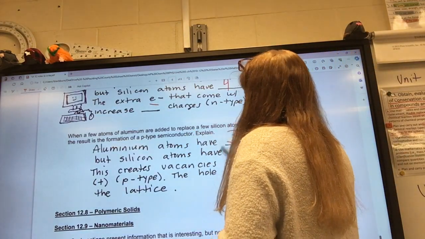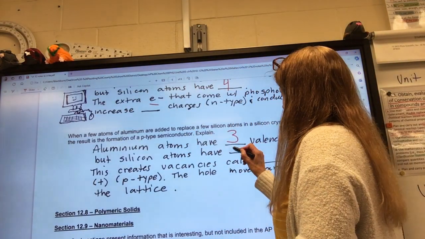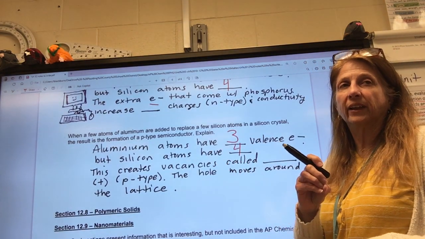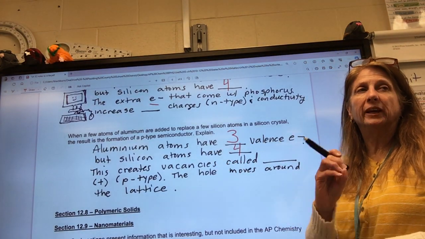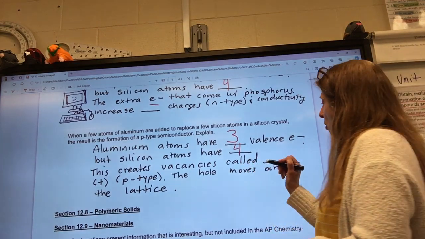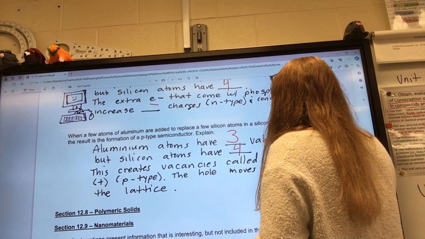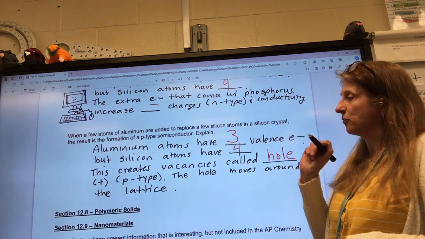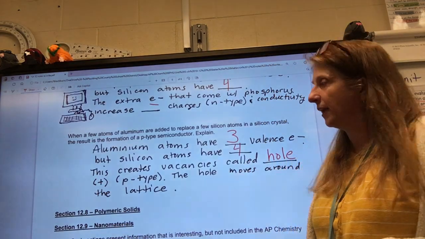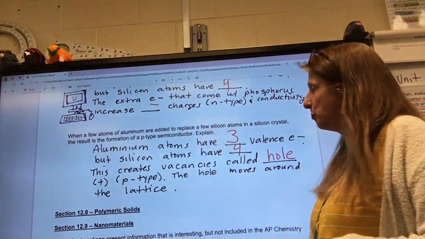Aluminum has 3 valence electrons, but silicon has 4. So it creates a little place where there is nothing, where there should be an electron. And they gave it a very scientific name. They call it a hole. There's a little hole where there's supposed to be an electron. And so you can think of it like a little positive place. So this is called p-type for positive.